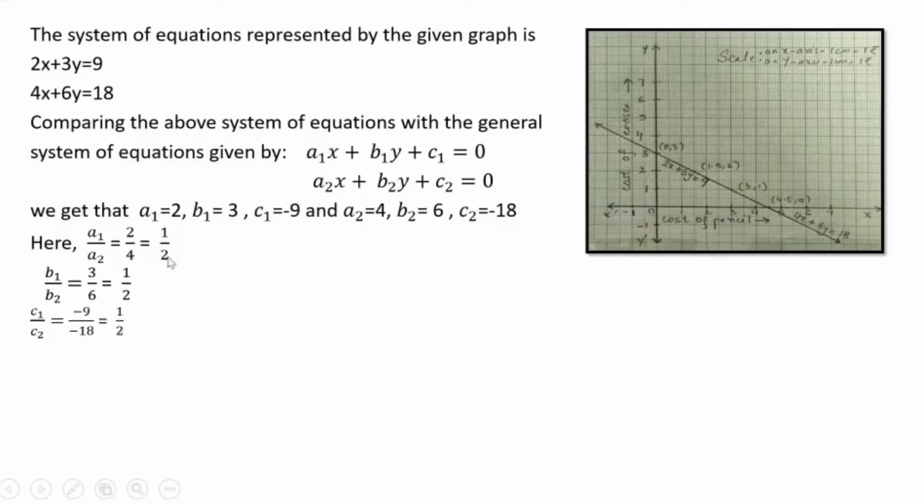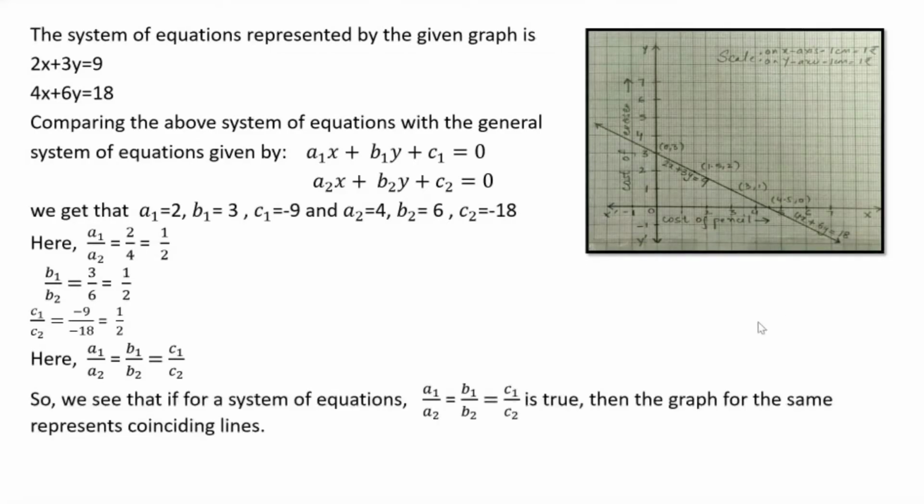So does it make you understand that if A1 upon A2 is equal to B1 upon B2 is equal to C1 upon C2, the lines will coincide? The condition for the lines to coincide is that A1 upon A2 should be equal to B1 upon B2, should be equal to C1 upon C2. If this is true, then the graph represents coinciding lines.